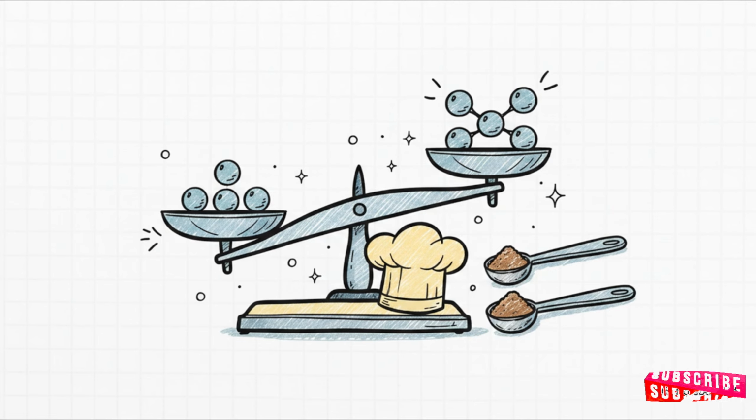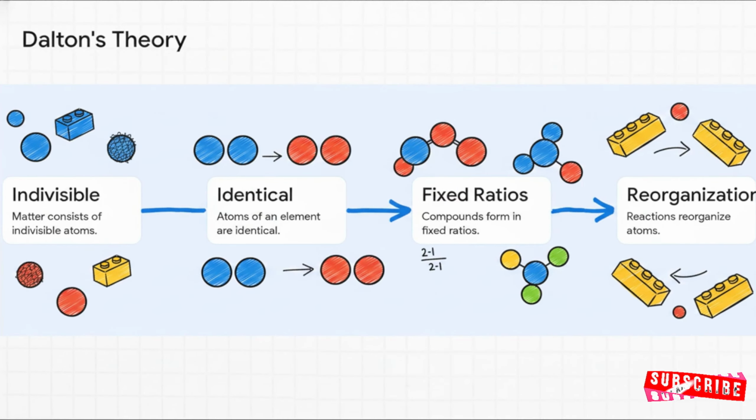Then you have the law of definite proportions, which states that a specific compound will always, without fail, contain the exact same proportion of elements by weight. Nature acts like a master baker who measures every single ingredient perfectly every single time. So, how do we make sense of these laws?